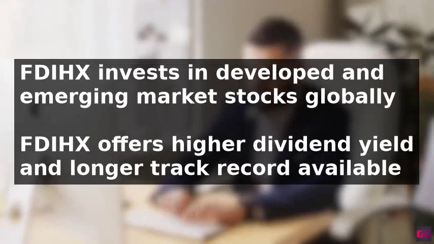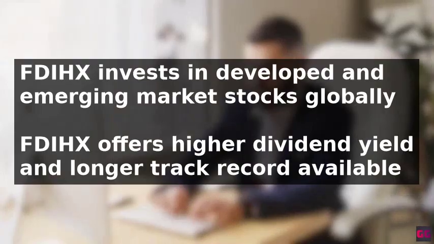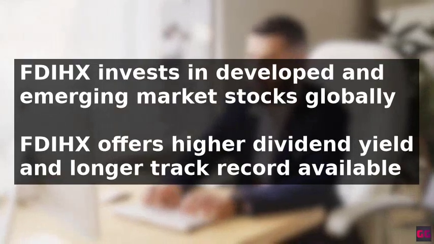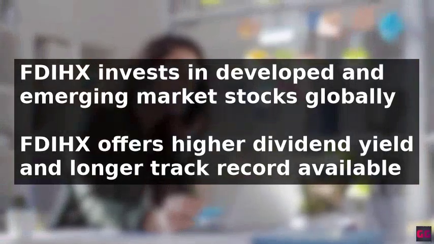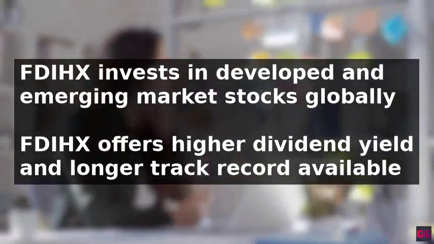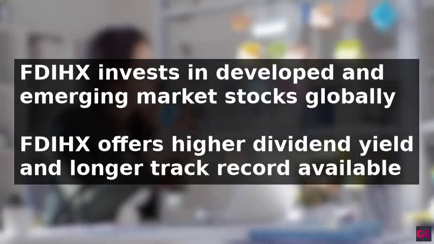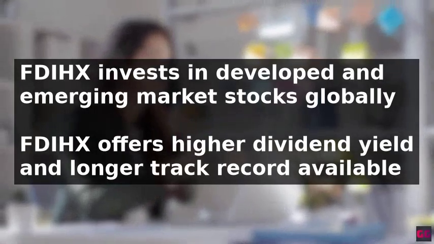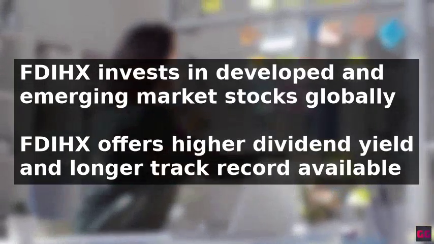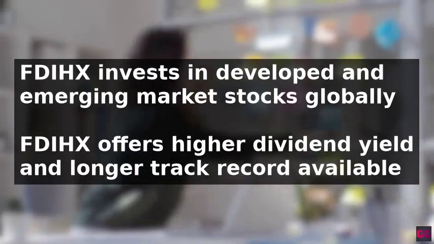The main difference between two investment funds, FTIHX and FSPSX, lies in their investment strategies and performances. FTIHX, an international index fund, invests in a mix of developed and emerging market stocks, offering exposure to both types of markets, with a higher yield from dividends and a longer track record.